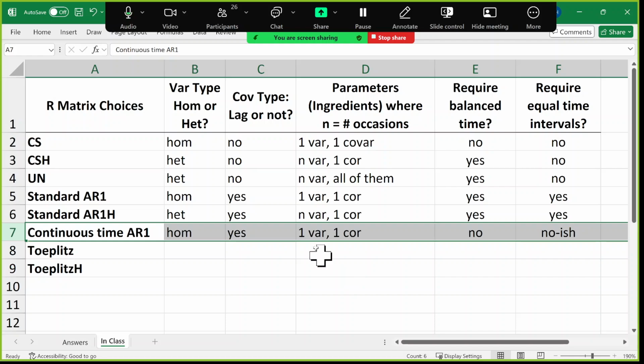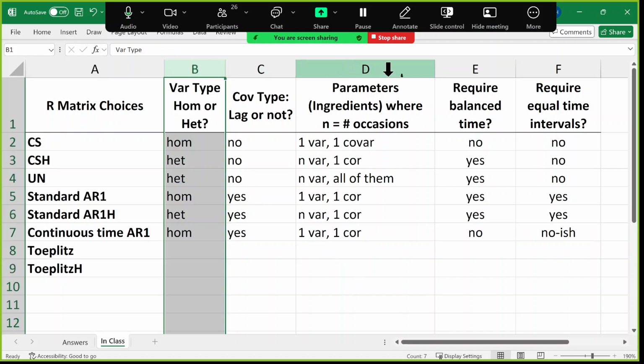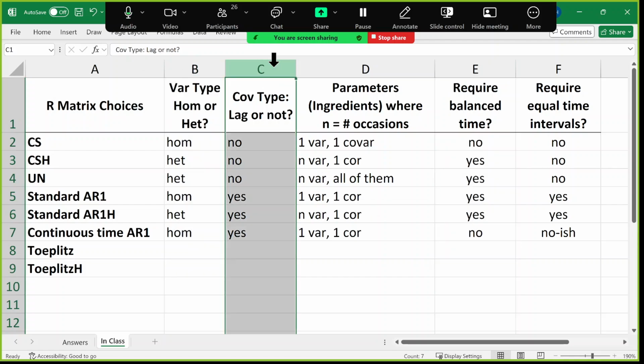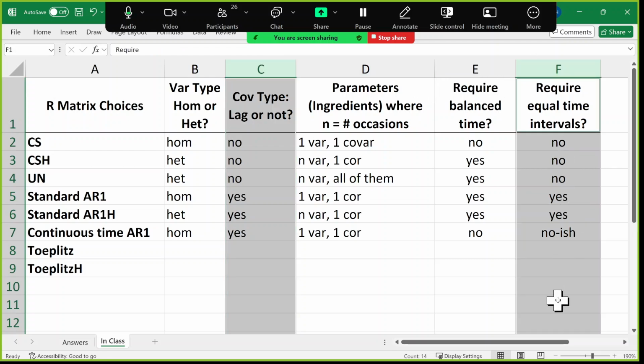The other ones, though, I think you can make a generalization that B and E map onto each other. Any structure that has heterogeneous variance requires balanced time. Any structure whose correlation pattern depends on the idea of a lag requires equal intervals to pull that off. Those were the conclusions that I was hoping that we would reach. And y'all beat me to it.